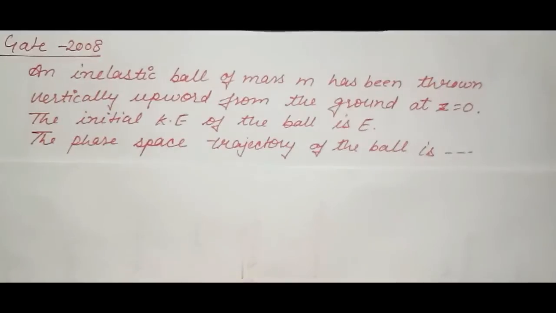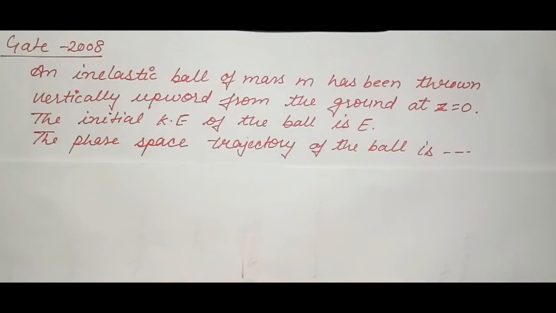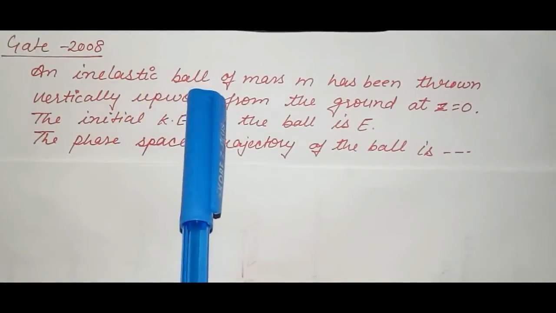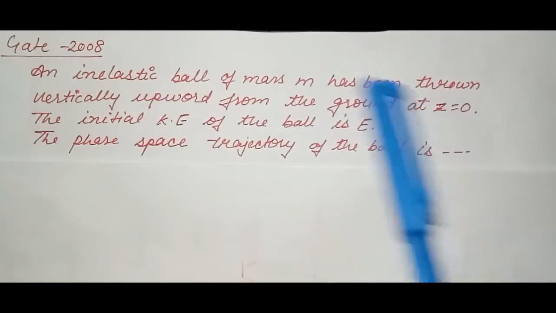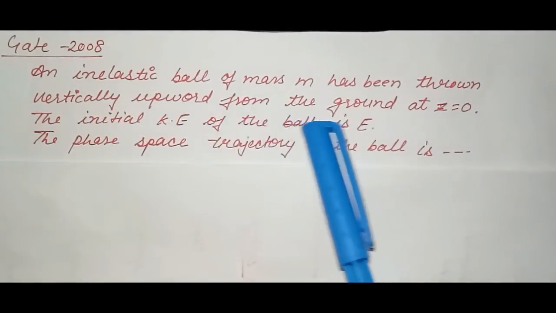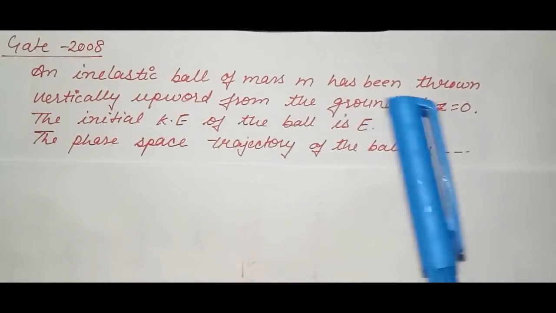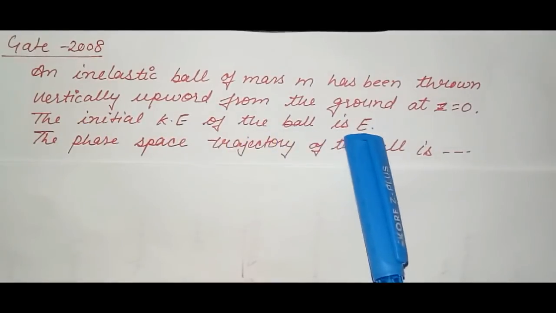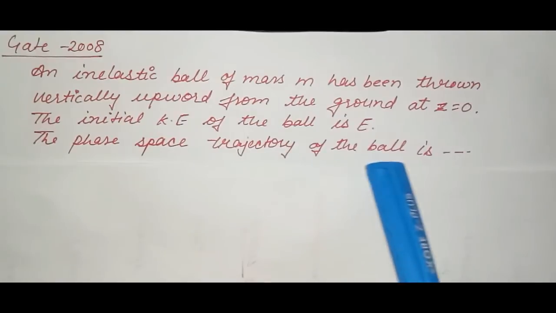Now we take one example of GATE 2018. The question is: an inelastic ball of mass m has been thrown vertically upward from the ground at z equal to 0, and the initial kinetic energy of the ball is E. The phase space trajectory of the ball is?